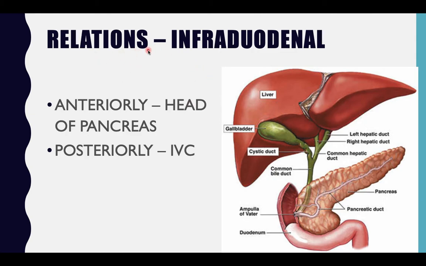Coming to the infraduodenal part. The infraduodenal part is present in the concavity of the duodenum behind the head of the pancreas. This is the concavity of the duodenum, that is the second part of the duodenum here. It is present in this concavity, and behind the head of the pancreas. This part is the head of the pancreas. So you can see here, this is the bile duct. Anteriorly the head of the pancreas and posteriorly the inferior vena cava alone.